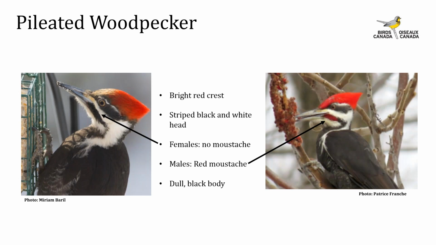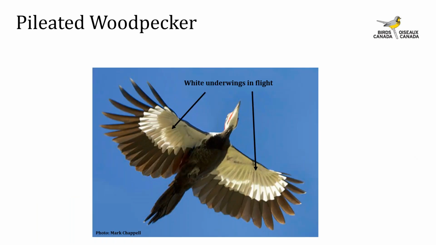So we have the pileated woodpecker as our first one. It's the largest woodpecker in North America. It's most easily identified by its bright red crest and the striped black and white head. Males have a red mustache directly behind their bill, and the females don't have that mustache. Their body is dull and completely black. In flight overhead, the pileated woodpecker can be identified by their large body and their white underwings near the front edge of both those wings.